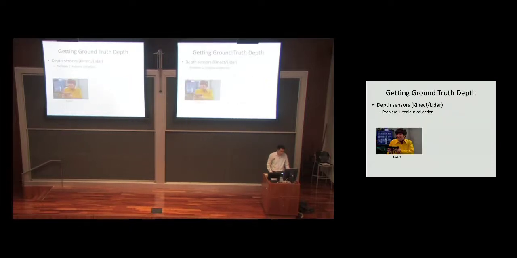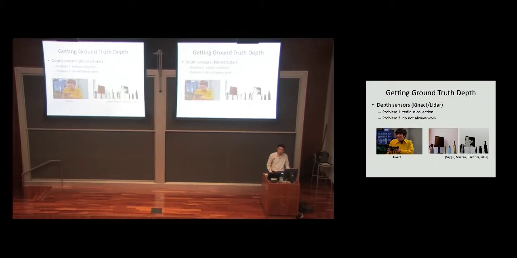For example, one way to do it is to use a depth sensor, like Kinect or LiDAR. But collecting data using Kinect sensors is very tedious, because you have to carry it around while you are taking the photo. And also, they don't always work. They have a limitation on the range they can cover. And also, they fail on transparent or specular objects.